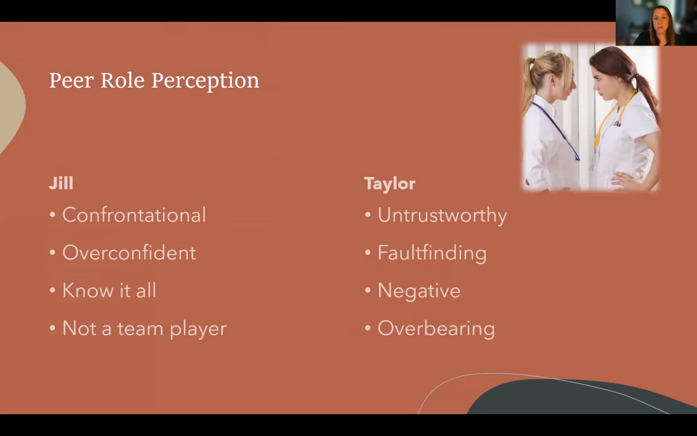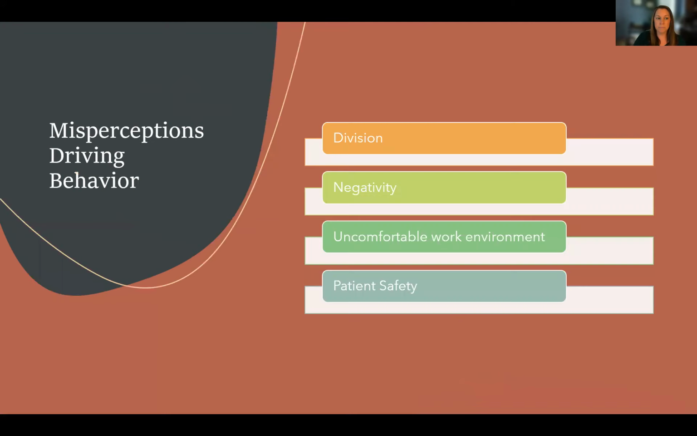So the peer role perception. Jill's perception of Taylor is that she is confrontational, better than everyone else, a know-it-all, and not a team player. And Taylor's perception of Jill is that she is untrustworthy, fault-finding, negative, and overbearing.